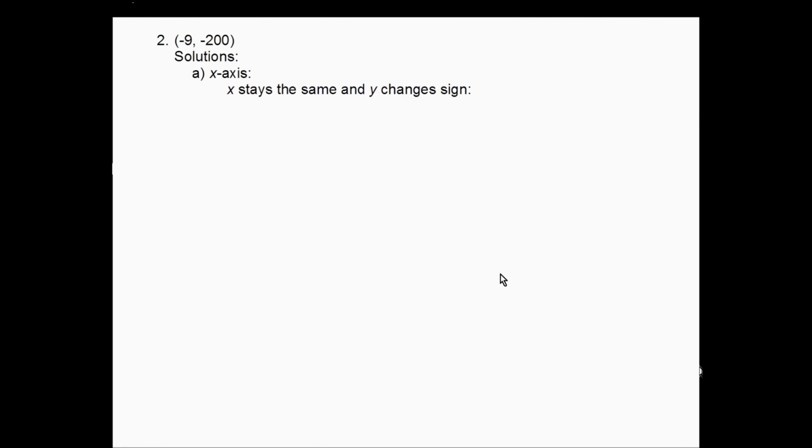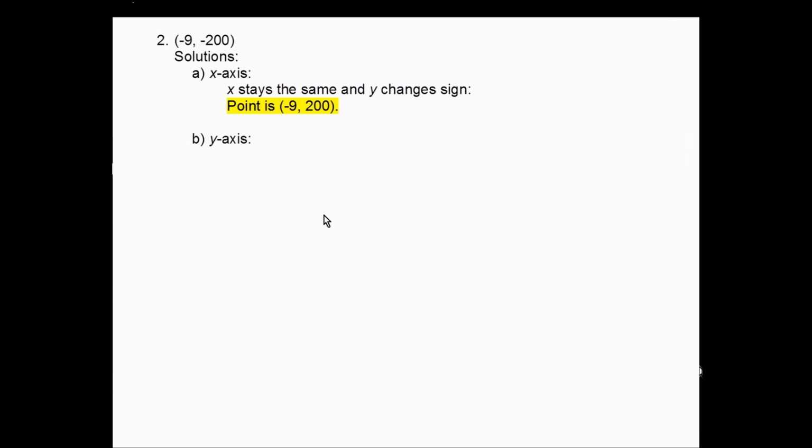I've got the point negative 9, negative 200. Okay, for part A, we're looking for the point that's symmetric with respect to the x-axis. So again, remember, the other variable changes sign. So x stays the same, and y changes sign. So it's going to be negative 9, 200. So negative 9, negative 200, and negative 9, 200 are symmetric with respect to the x-axis.